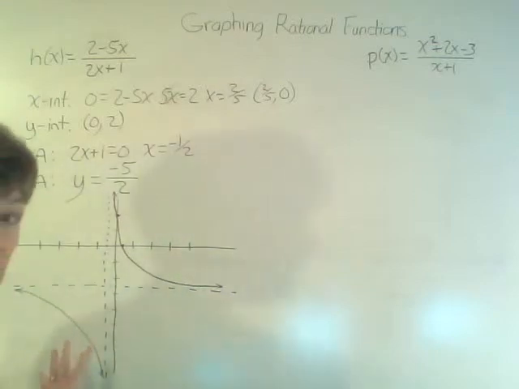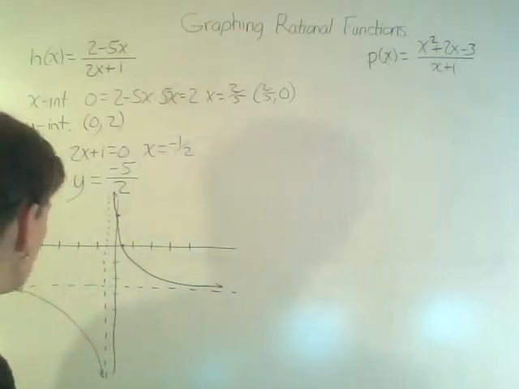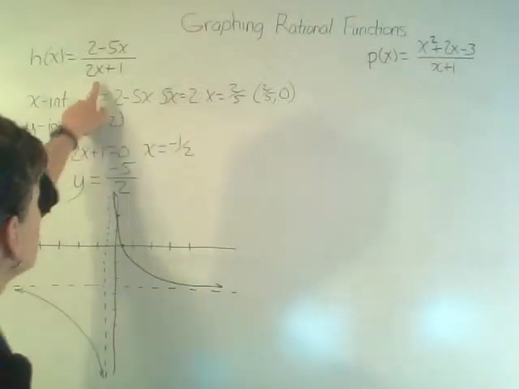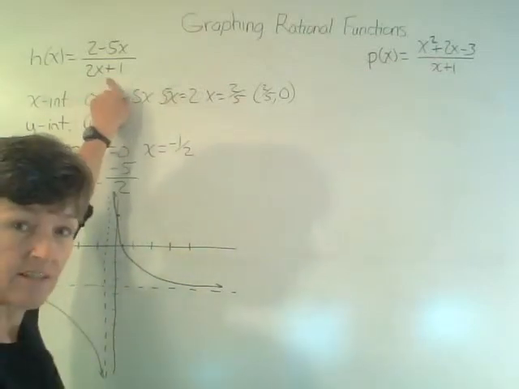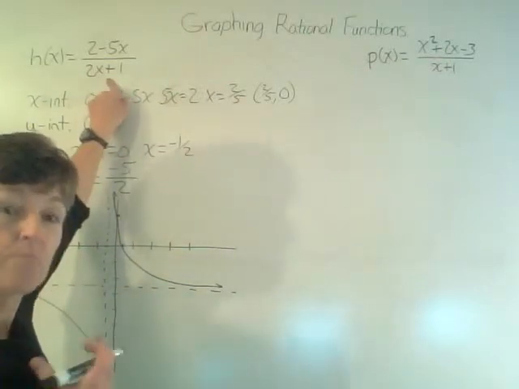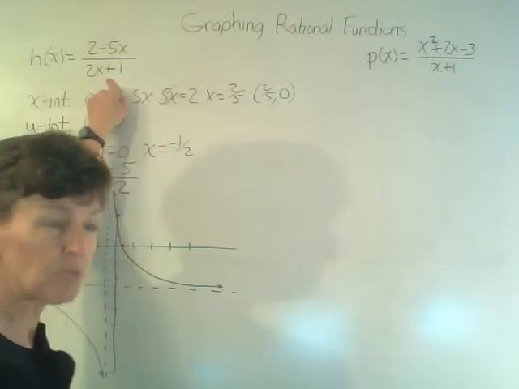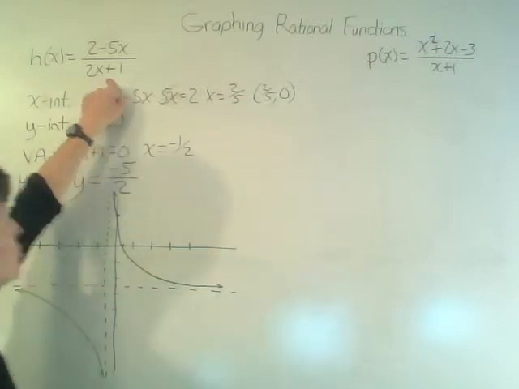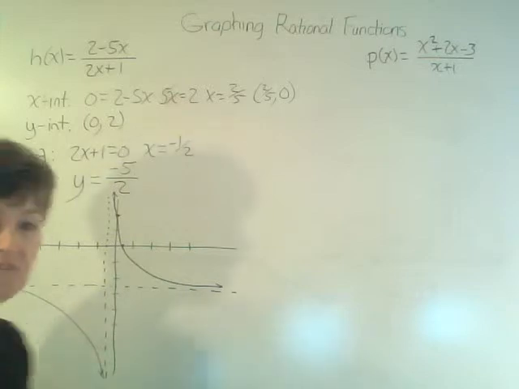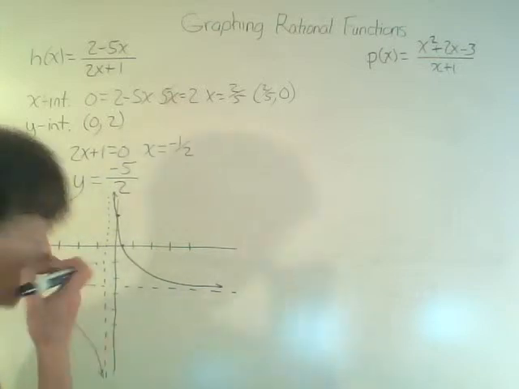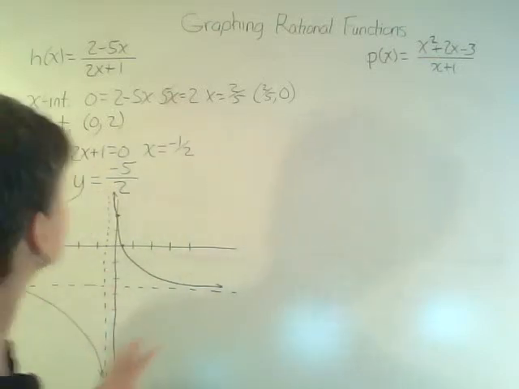Now, this looks like the parent graph curves for 1 over x. And in fact, if you divide this and change it into a mixed number form of a rational expression, then you will have a variation on the 1 over x family of curves.